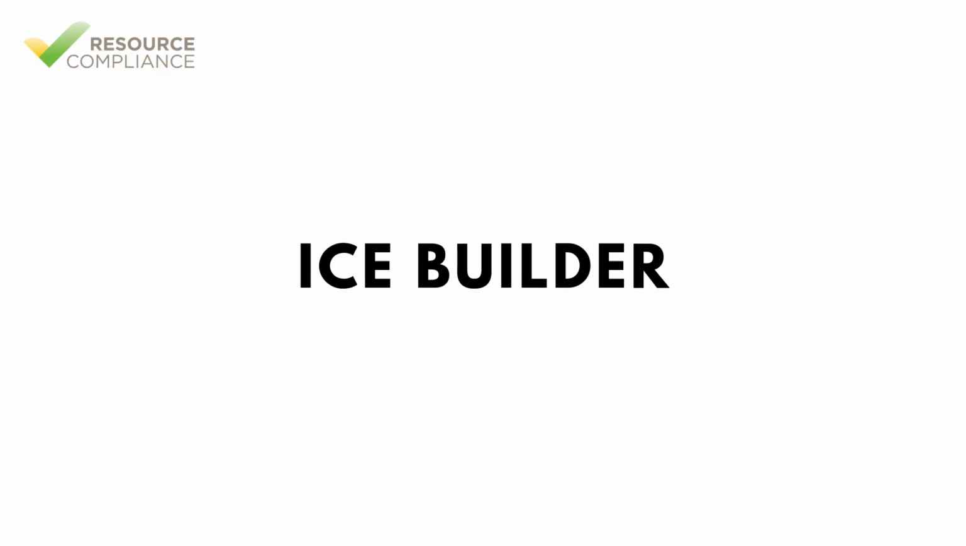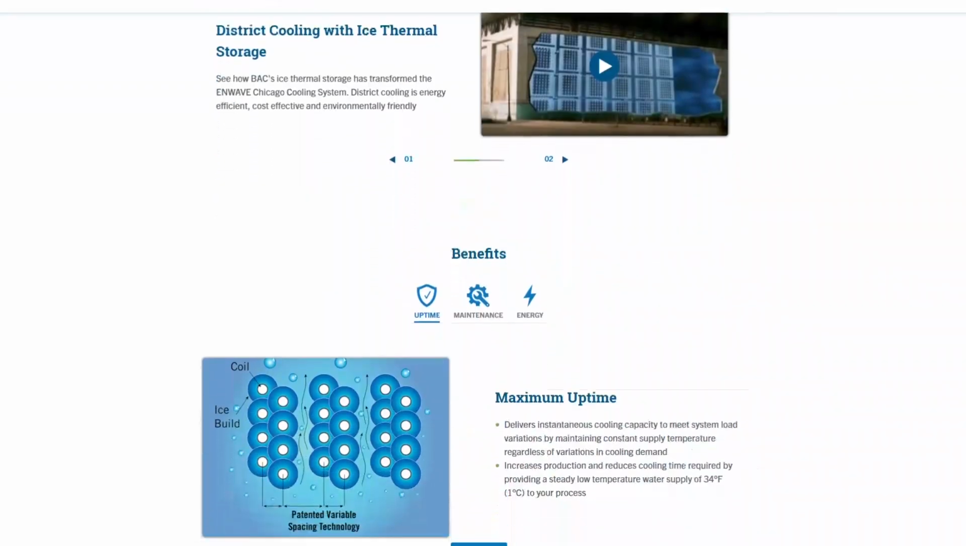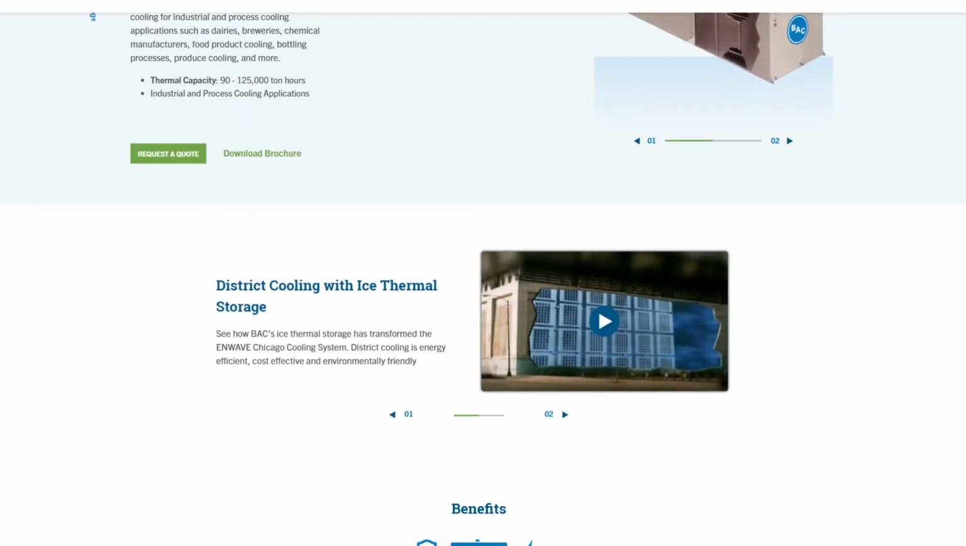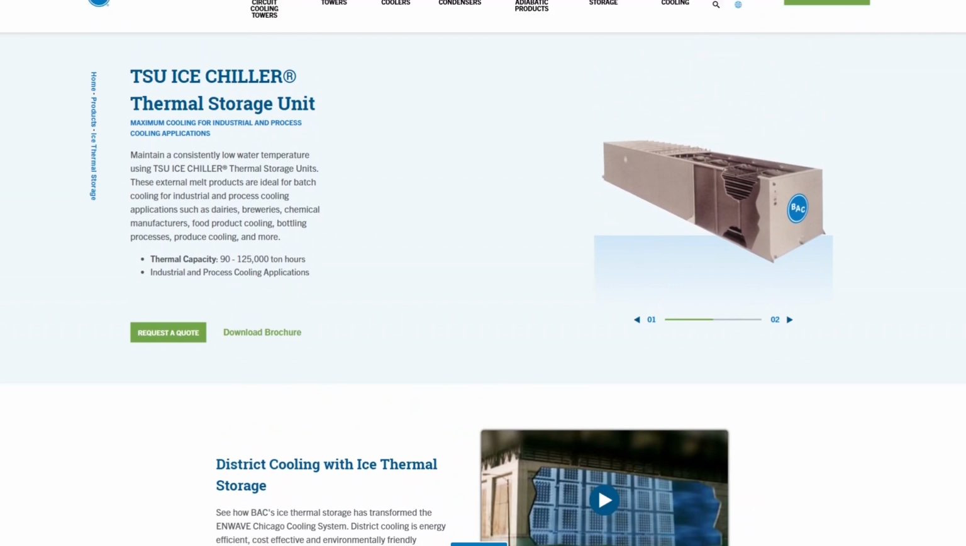An ice builder is a thermal energy storage system used primarily in cooling applications, where it produces and stores ice during off-peak hours, typically at night, and then melts the ice during peak demand periods to provide cooling. This process helps balance energy consumption, which can result in significant savings on an electric bill when time of use pricing is in effect. An ice builder consists of a large insulated tank containing pipe coils within.